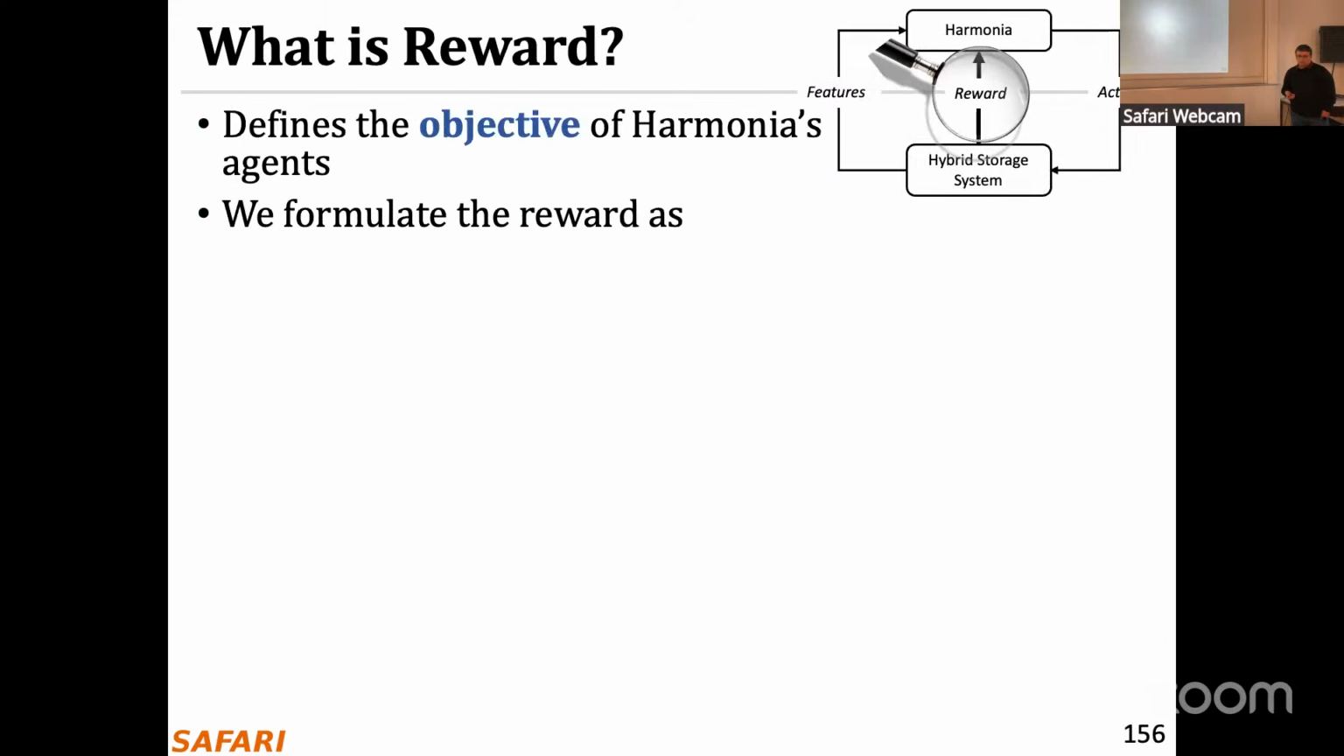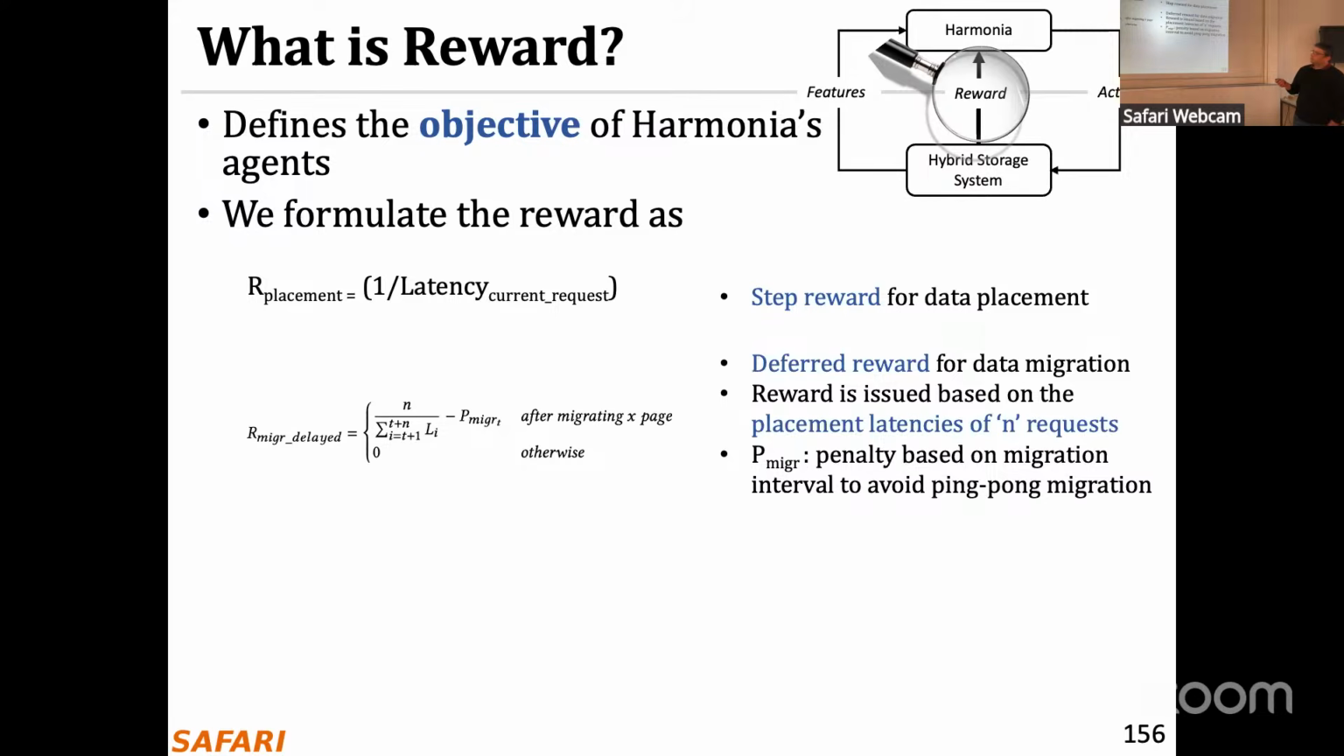In terms of reward, we provide a reward which is again a function of latency to the placement agent. But for migration, we look at the placement after we perform the migration of, let's say, 10 pages. We look at the latencies of the future requests that are coming in. So we look at the latencies of 50 pages that come after the migration is performed, and then create the reward for the migration agent at that point. We also have a migration penalty that we provide to avoid this ping pong migration.